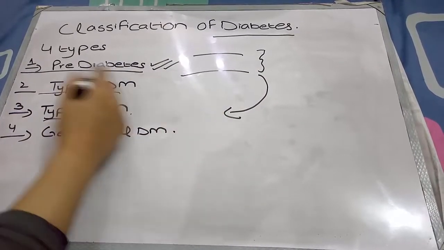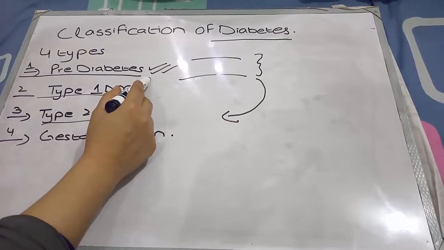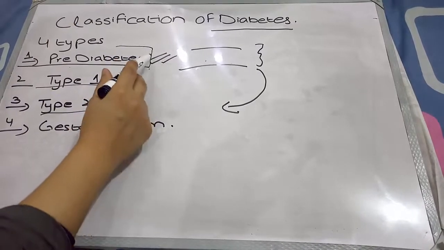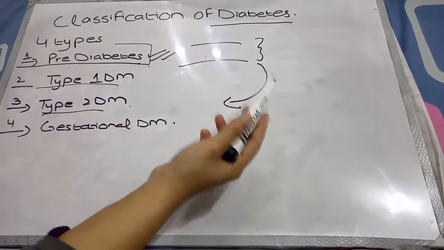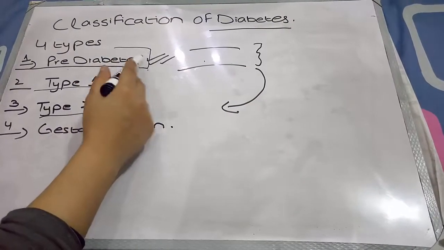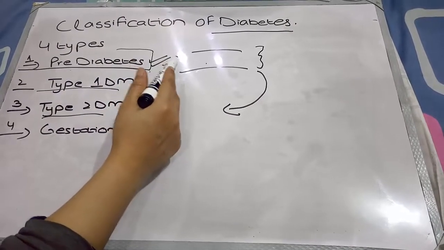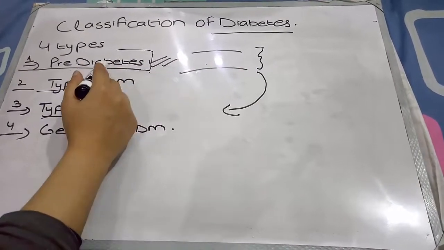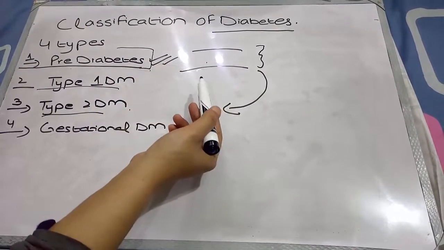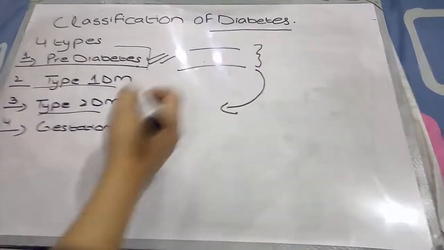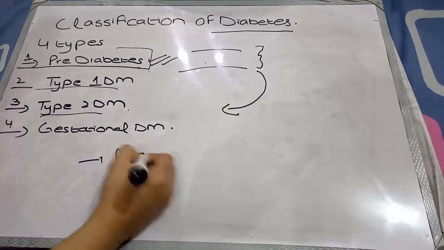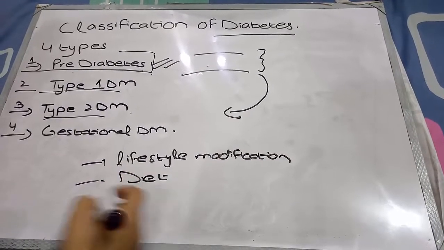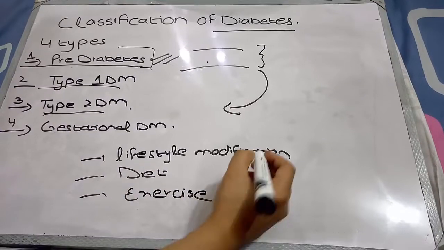But before that, we should know that pre-diabetes is a condition in which you have a high glucose level. But these are not individuals who are diabetic. These are individuals who are at high risk of developing diabetes in future if they don't control it. And detection of pre-diabetes is more common in people at risk for type 2 diabetes. If pre-diabetes is detected, what can you do to resolve it? You can simply do lifestyle modification. You can control your diet, exercise, and weight loss.